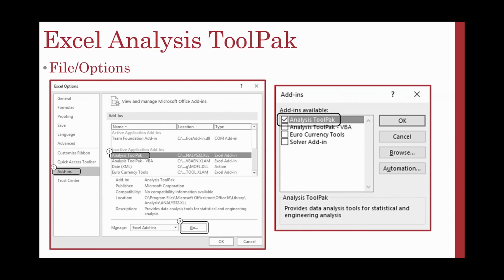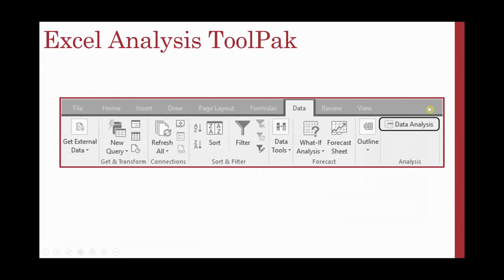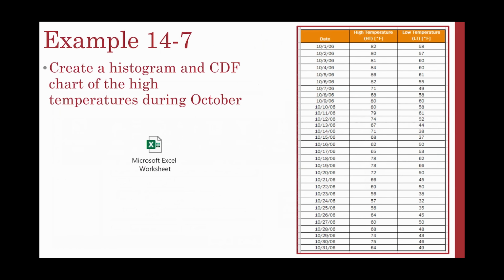So if you turn on the analysis toolpak in Excel by going to the add-ins and making sure your analysis toolpak is on, you can open up the data analysis window, and the data analysis window allows you to make a histogram and cumulative distribution function. So here we have our high temperatures for October.